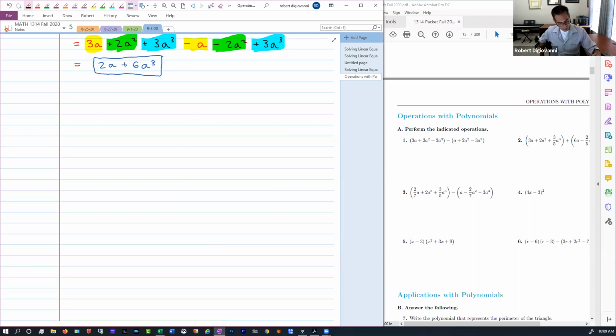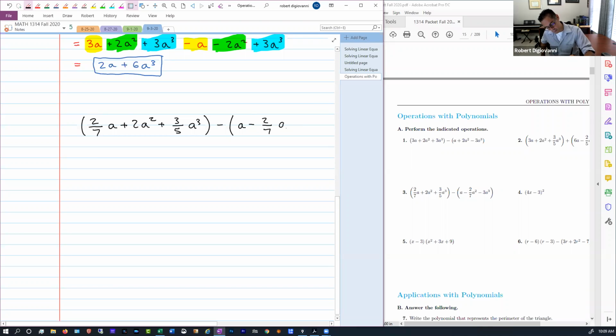Number 3 looks a little ugly. Why does 3 look ugly? Because it has fractions. So we're going to take that polynomial, and we're going to subtract that polynomial.